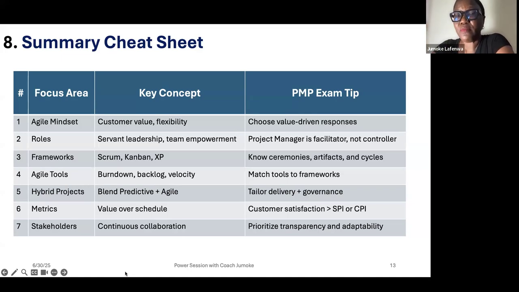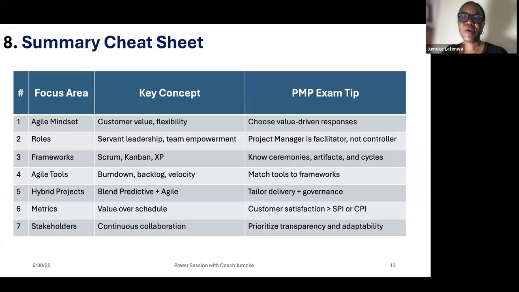And we are saying that if you are working in an adaptive setting, you should be targeting your customer satisfaction to be greater than both. And then when it comes to stakeholders, you have continuous collaboration. You have to work with them consistently from beginning to the end. You don't say, oh, I spoke to you yesterday, the next time you see me is 2 months. No, it doesn't work like that for adaptive or agile.